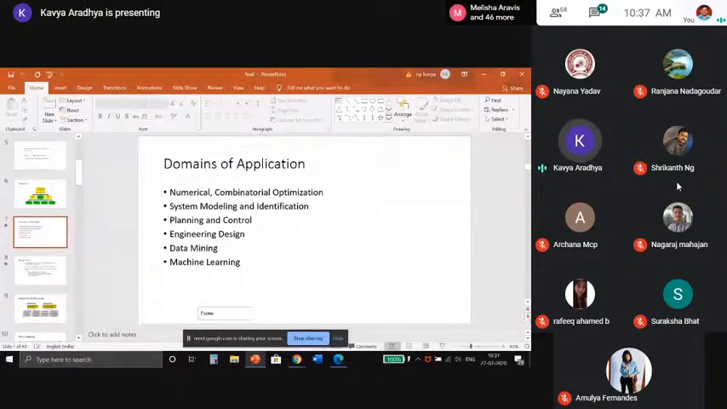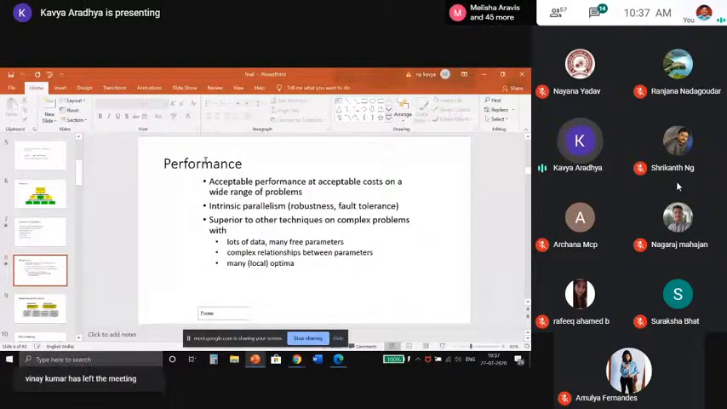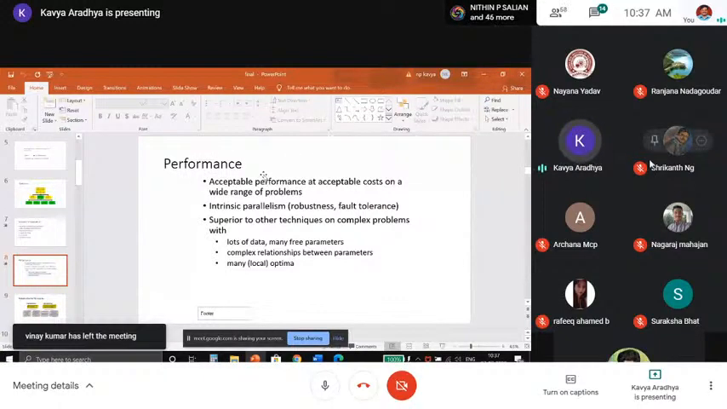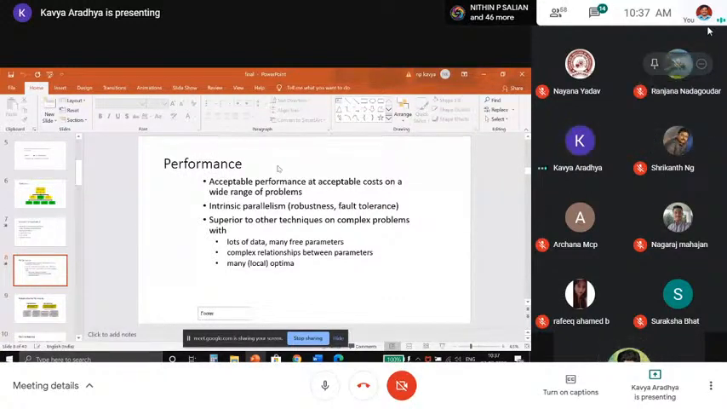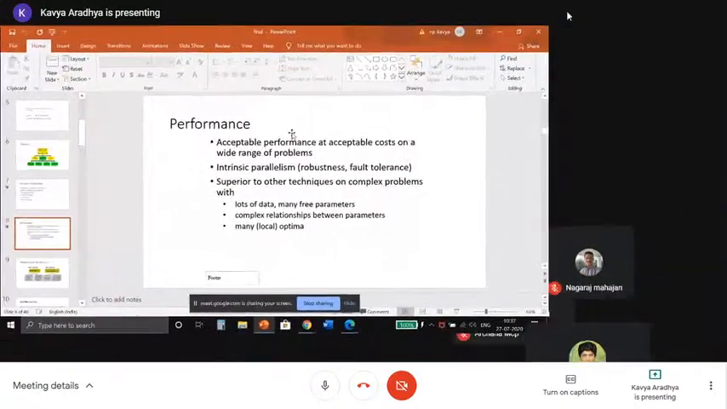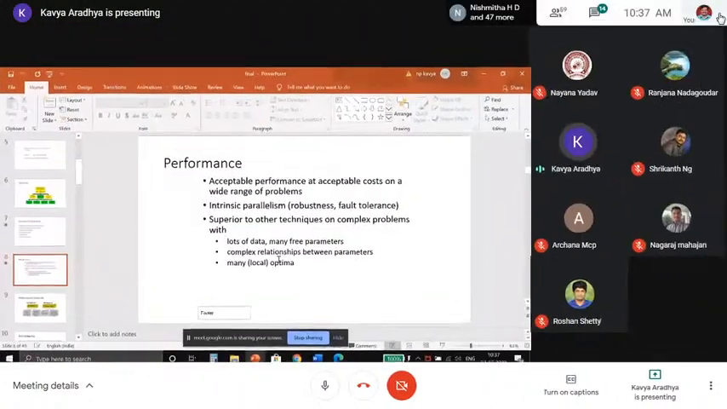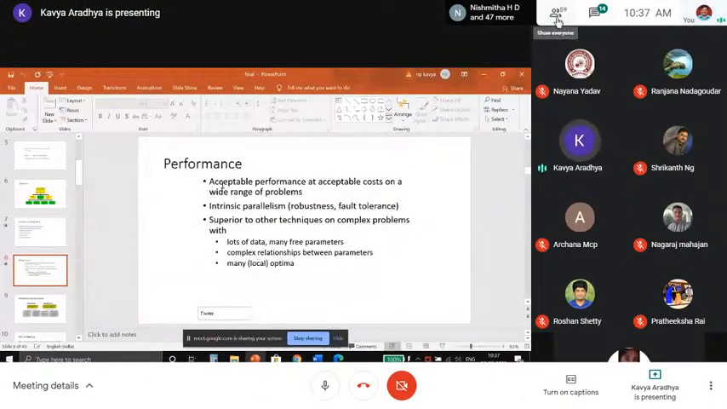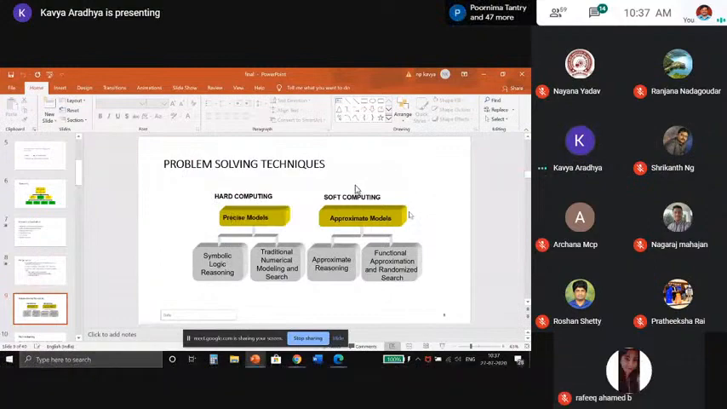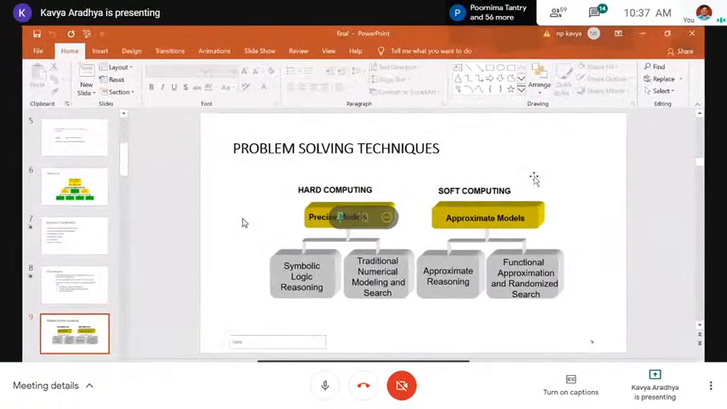Now, to get into each one of these in detail, first of all, whenever you have any method, you need to have a count on the performance. We would have a wide range of problems here, and you can see these are different parameters related to performance in artificial intelligence. Now, to get into the different problem solving techniques, this is what we want.